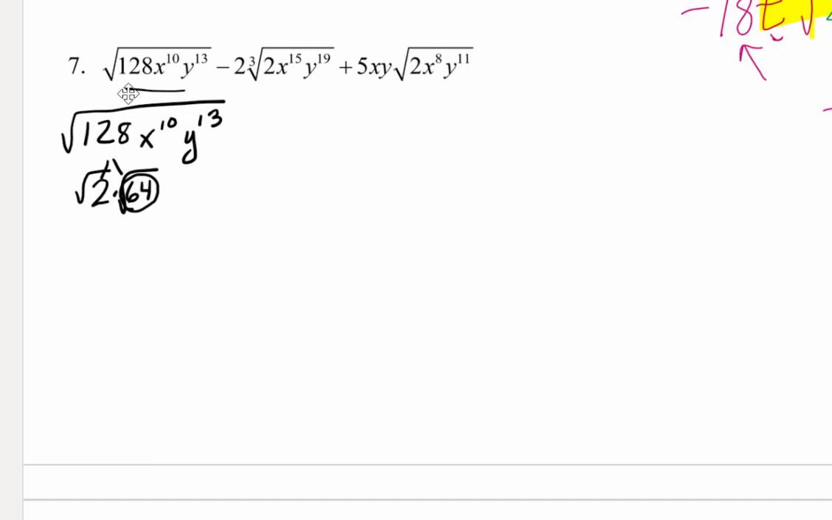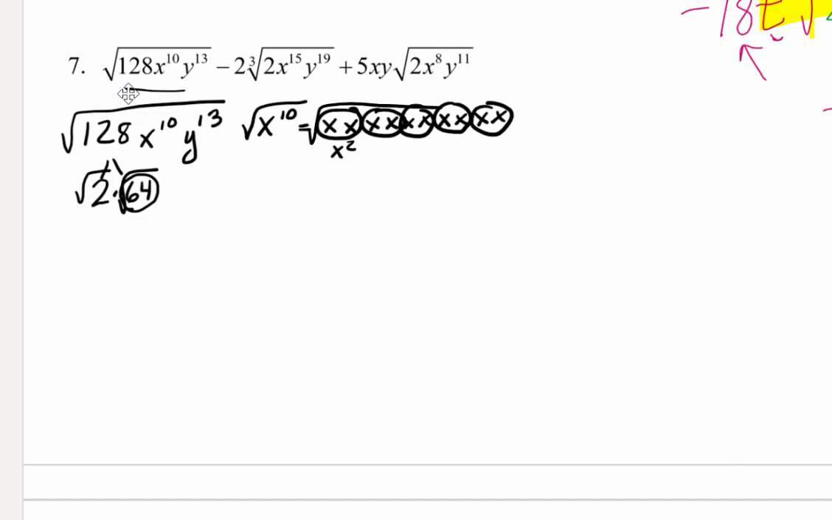Now we're going to look at x to the 10th, and if you recall from previous work that we've done, in x to the 10, there are 10 x's, right? And we have talked about the fact that we're looking for pairs of x's. Because a pair of x's, x times x, is x squared. So that's a perfect square. So how many x squares are here in x to the 10? Well, there are 5. So the square root of x to the 10 is x to the 5, because there are 5 x squares in x to the 10. So nothing left over in the radical for that.